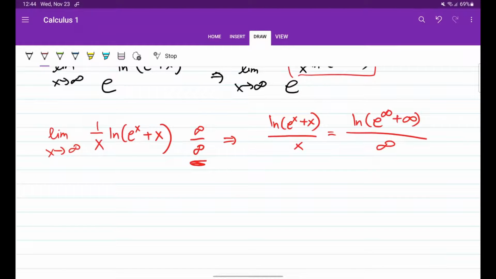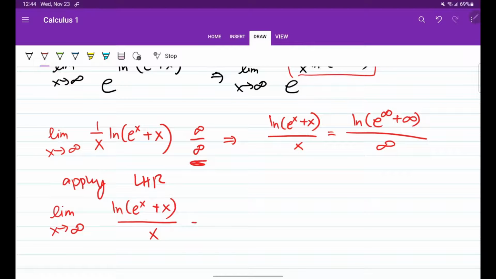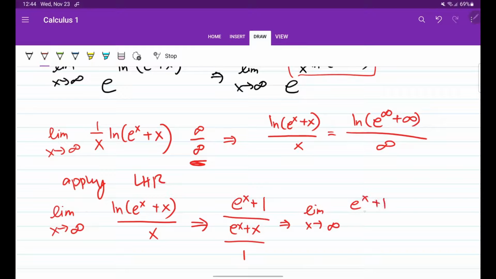Applying L'Hopital's rule, we have the limit as x approaches infinity of ln(e^x + x) all over x. What is the derivative of the numerator? This is (e^x + 1) over (e^x + x). And the derivative of the denominator is just 1. So we can turn this into the limit as x approaches infinity of (e^x + 1) over (e^x + x).